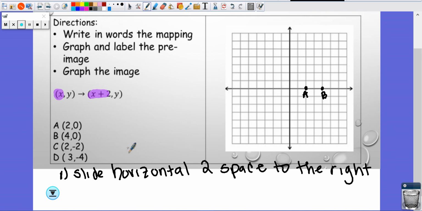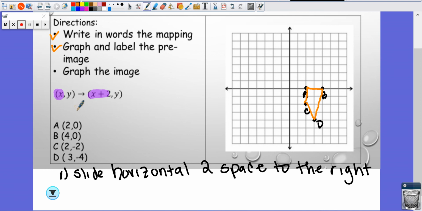And then it tells me to go to 2, negative 2. So that's here. I'm going to call that C. And then D tells me to go to 3 and negative 4. So 3 and then 1, 2, 3, 4. And that's D. So if I connect those dots, then I get this type of shape. All right, and that's called my pre-image.